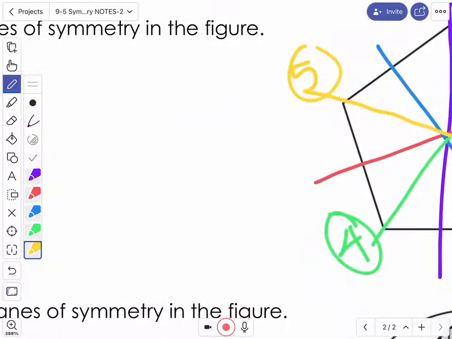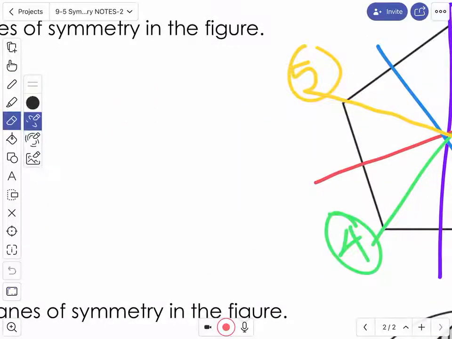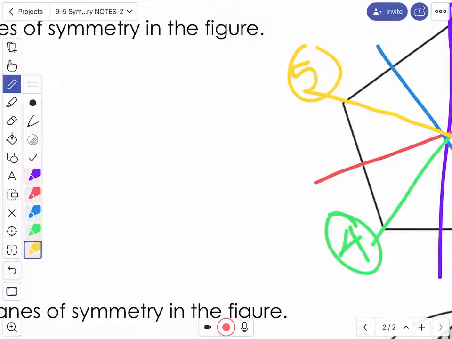Some figures could have more, some could have less. But again, it's how many lines can we draw through there that'll cut that shape in half.